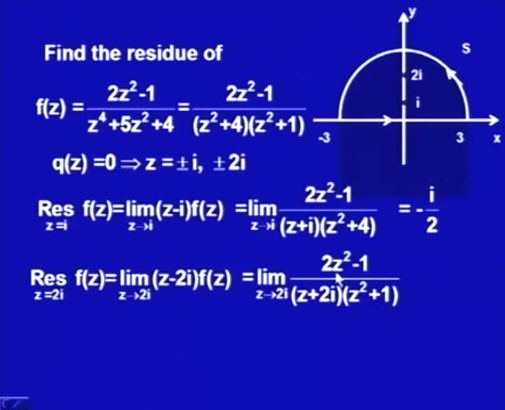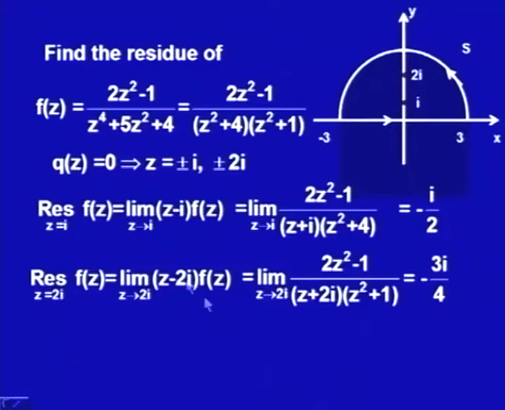When z is equal to 2i, z² would be minus 4. So, we would get here minus 8 and minus 1, that is minus 9. At z is equal to 2i, this term would be 4i. Here z² is minus 4, minus 4 plus 1 in the second factor gives minus 3. So, minus 9 upon minus 3 times 4i would give 3 upon 4i. So, what we are getting is minus 3i upon 4.